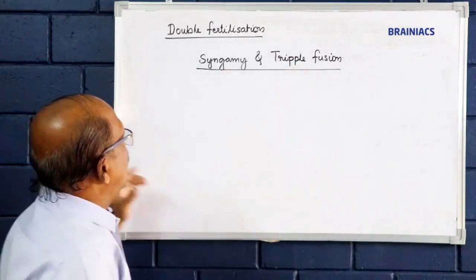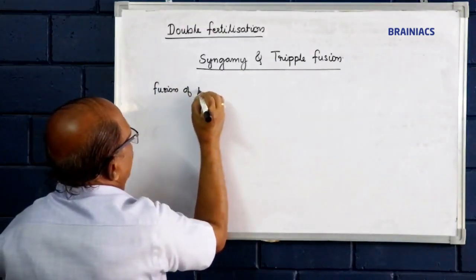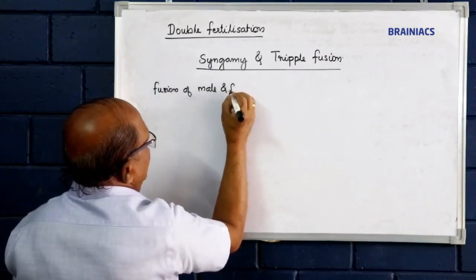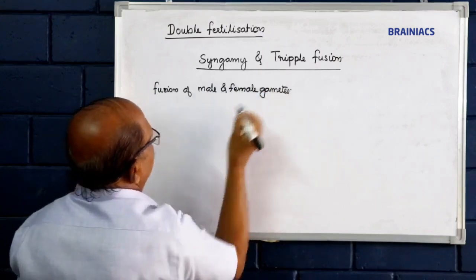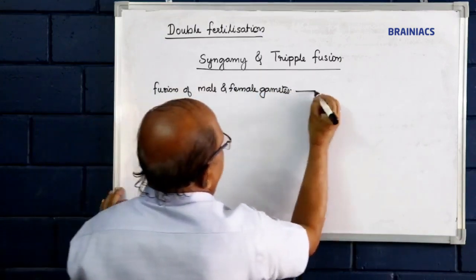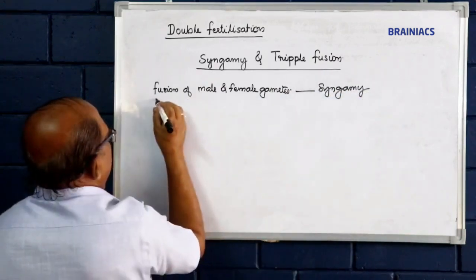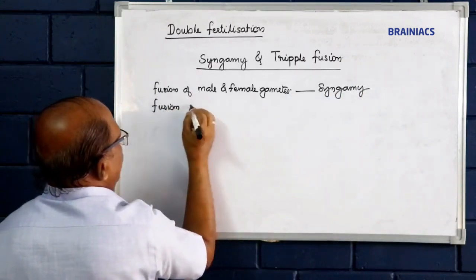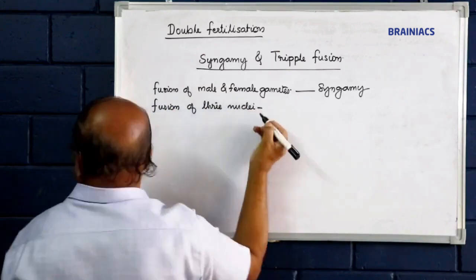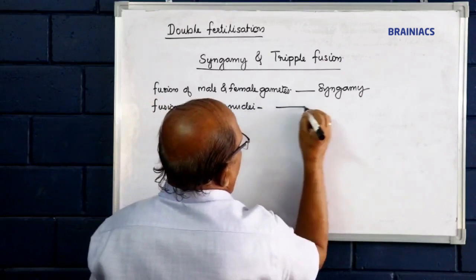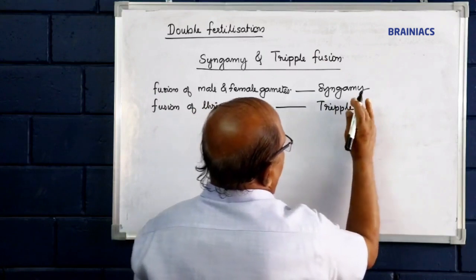Syngamy is the fusion of male and female gametes. That is syngamy. Whereas fusion of three nuclei is called triple fusion.